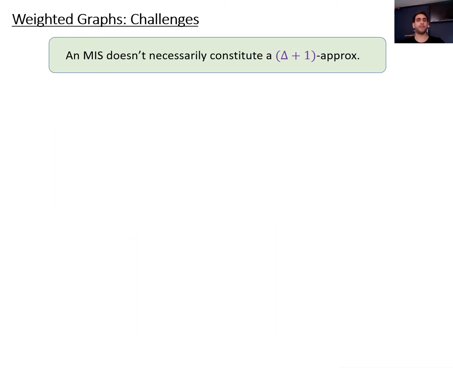In the weighted case, this approach runs into some challenges. The first challenge is that a maximal independent set doesn't necessarily constitute a delta plus 1 approximation for maximum weight independent set. For example, in the following graph, this node of weight 1 is a maximal independent set, but it's very far from being a delta plus 1 approximation for maximum weight independent set. So the way we get around this in this work is as follows.